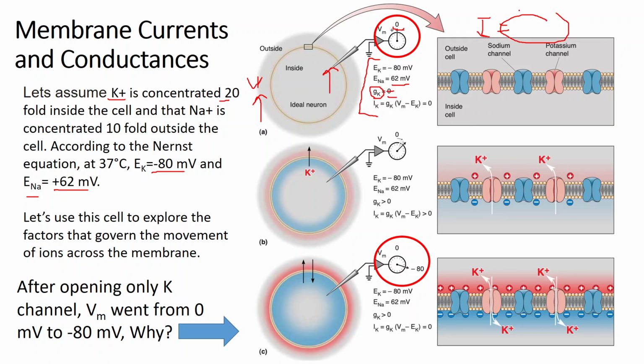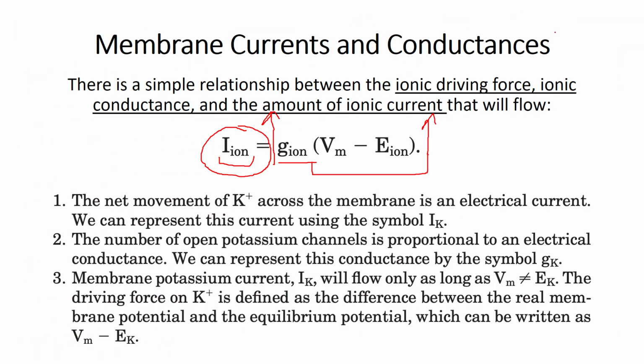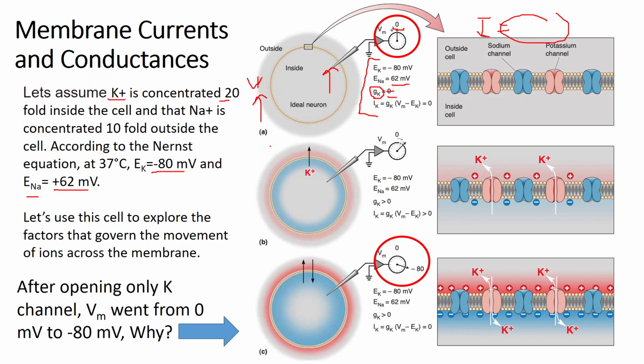Because of the closed channels, all the channels are closed, so conductance is equal to 0. If we fill in the numbers here, we know that there is a huge driving force for potassium, but the conductance is 0. So this will result in no movement of potassium in this hypothetical case, where all the channels are closed.